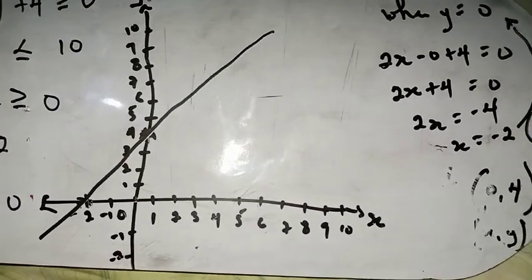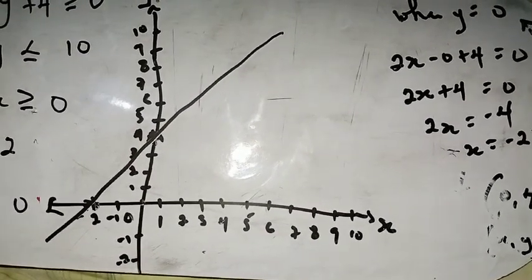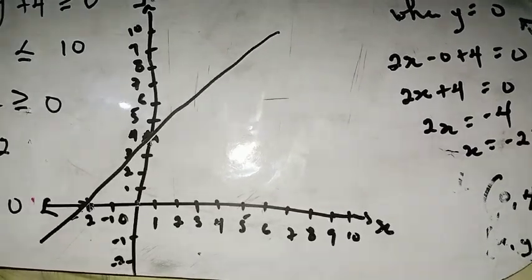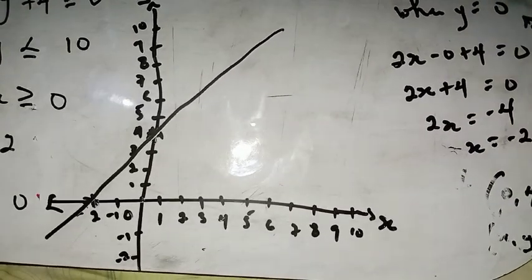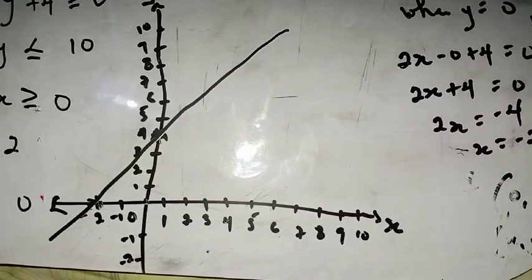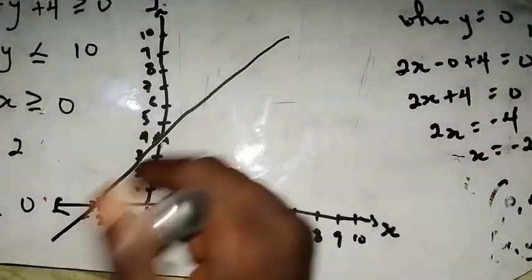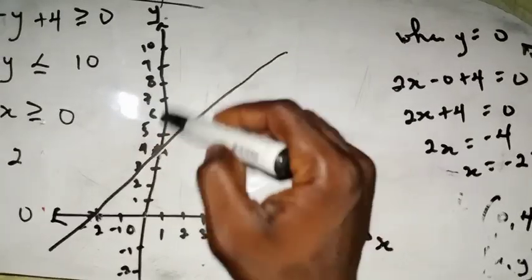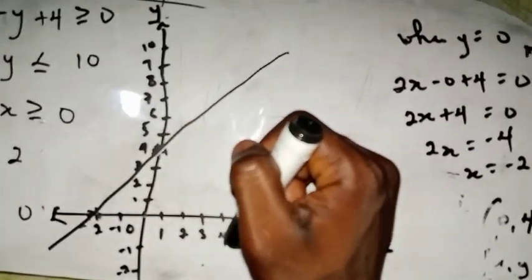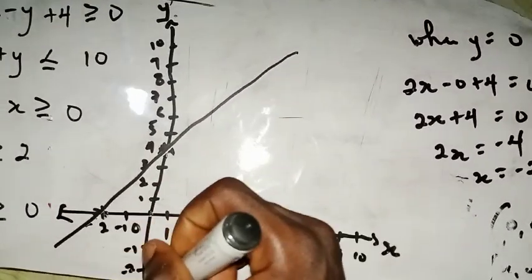Is that okay? So that is just the first line that we are having. Now that you have this first line here, the key, or the question you are going to ask yourself here, is which side am I going to shade? So which side are you going to shade? The top here, or are you going to shade it down here? Is that okay? So let's see how to do that.